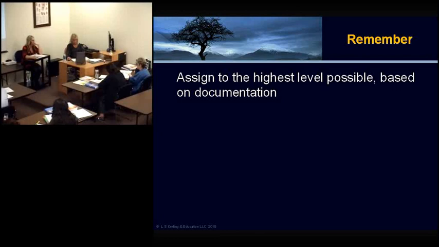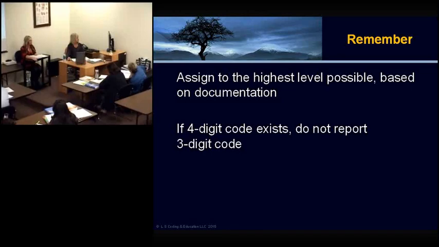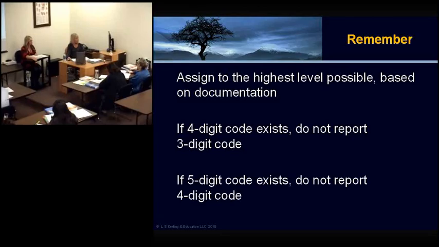The likelihood is, and if you see that little purple box, it's warning you that this is too unspecified and you're probably not going to get paid. So it's really important to look at that little purple box next to that code to warn you that if you can find something more specific, you better use it. So if a 4-digit code exists, you can't report just 3 digits. If a 5-digit code exists, you can't report just 4 digits. If you have the availability of 4th and 5th digits, you have to code to the highest level of specificity.